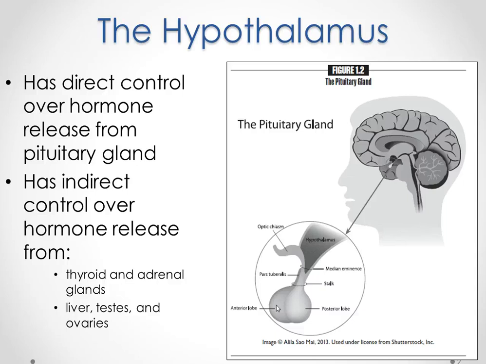The anterior pituitary gland is going to play a major role in a lot of other organs like the thyroid gland, the adrenal glands, liver, testes, ovaries. So in the whole scheme of things, that hypothalamus is going to have some sort of indirect control over these other endocrine organs because it's telling the anterior pituitary what to do.